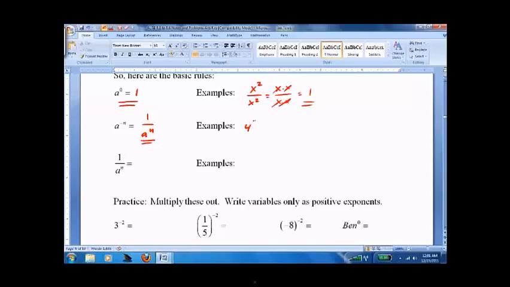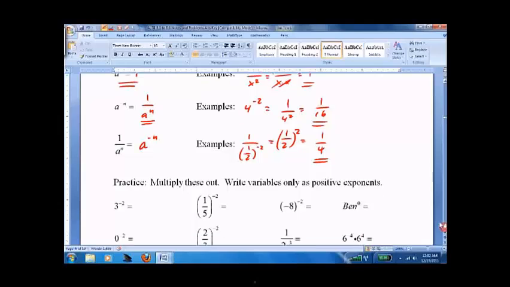I'll do another one. 4 to the negative 2 is 1 over 4 squared, which is 1 over 16. 1 over a to the n, if I wanted to flip it up, and we generally write exponents as positive numbers, would be the same as a to the negative n. So let's just say we had 1 over 1/2 to the negative 2. Well, that'd be the same as saying 1/2 squared, which is 1/4. So just a simple example there, and you'll get more of these as you go along.